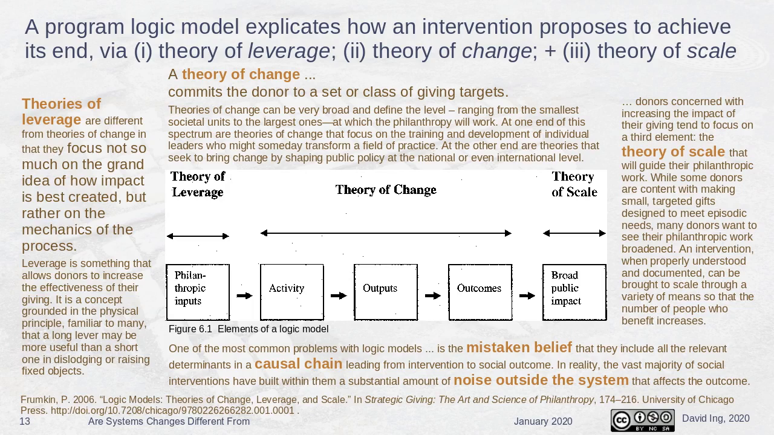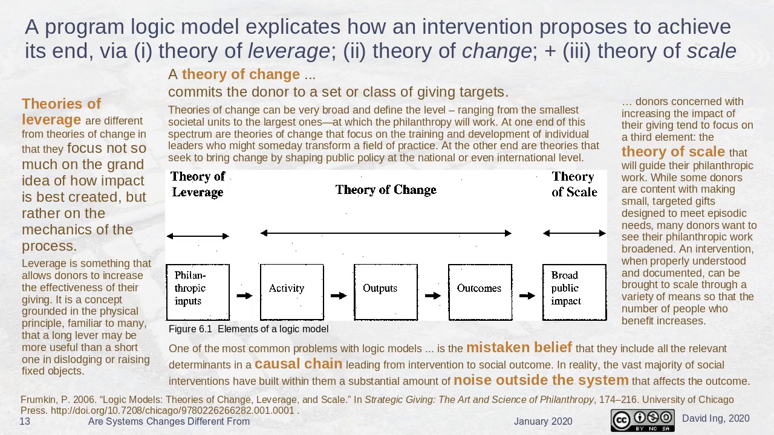The theory of change for them commits the donor to a set or class of giving targets. So this is about funding. Theory of change is what they're all about. And if you look at the theory of change, it's pretty simple. Activity, output, and outcome.